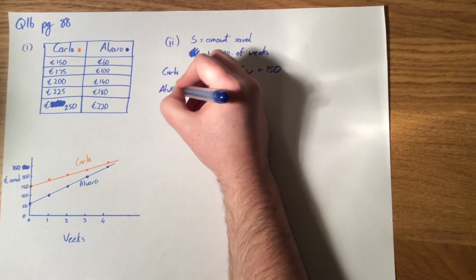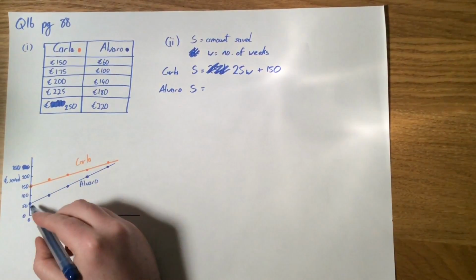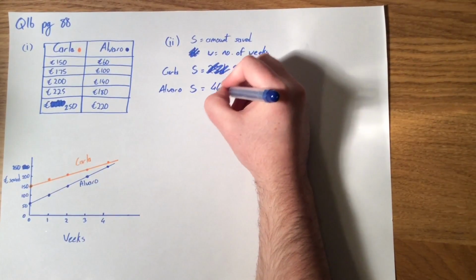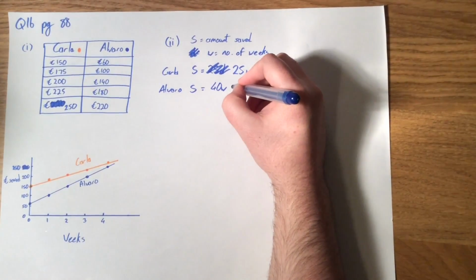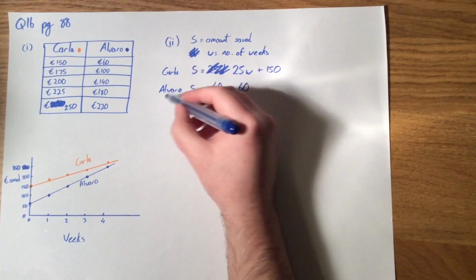And for Alvaro, so S for amount saved is going to equal, his goes up by 40, so it's 40 multiplied by the number of weeks plus 60, which he has in his account already. So there's the two formulas for Carla and Alvaro.